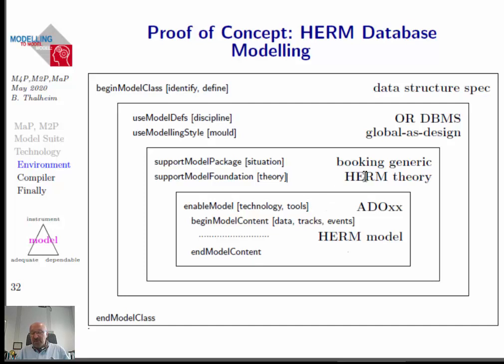Then you can use a theory, you can use maybe some examples, some generalizations, some generic models, like for instance for the booking case, for the hotel booking case especially. You can say, okay, fine, my modeling style is globalist design. Because of the entity relationship model, I use some kind of object relational database management systems, and then I have a data structure specification. I think we should come back to it when we are talking about a compiler, how it can be established and how it is properly supported already nowadays.